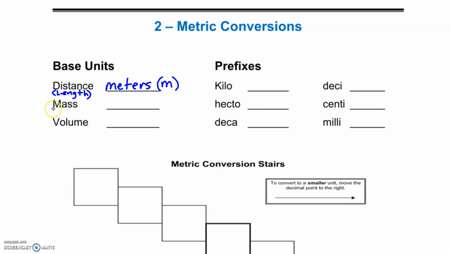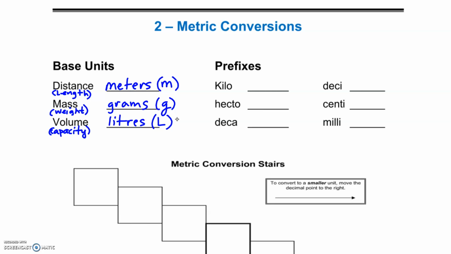Mass, which measures weight. The base unit is grams. And the lowercase g is the unit for mass. And then volume, which sometimes is said as capacity, is measured by liters. And the short form for liters is a capital L.